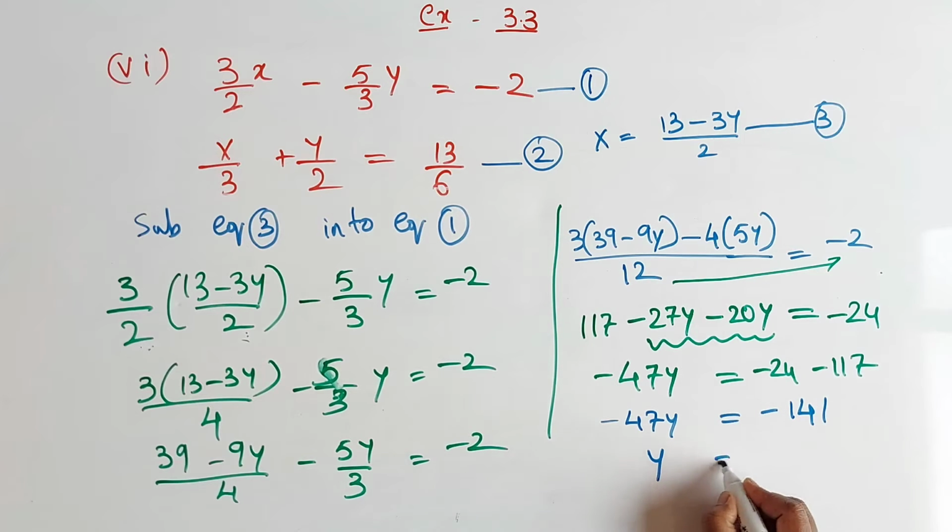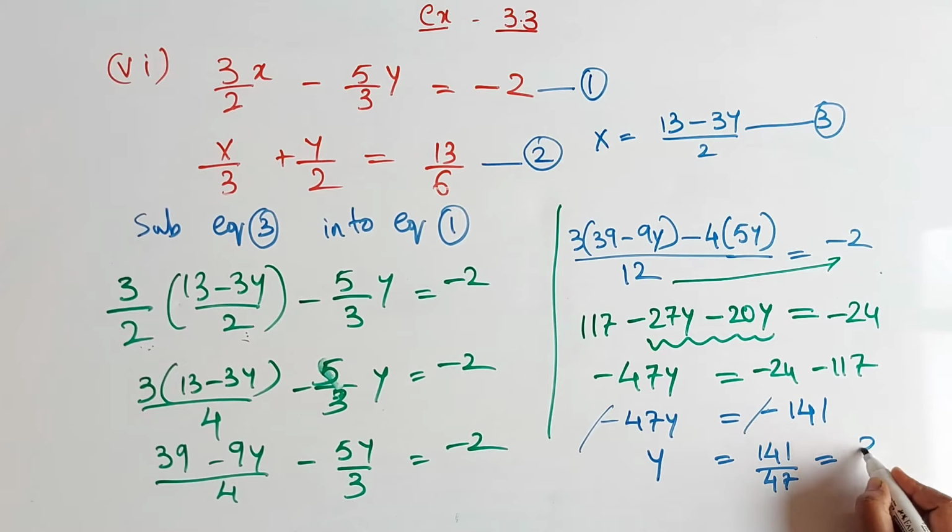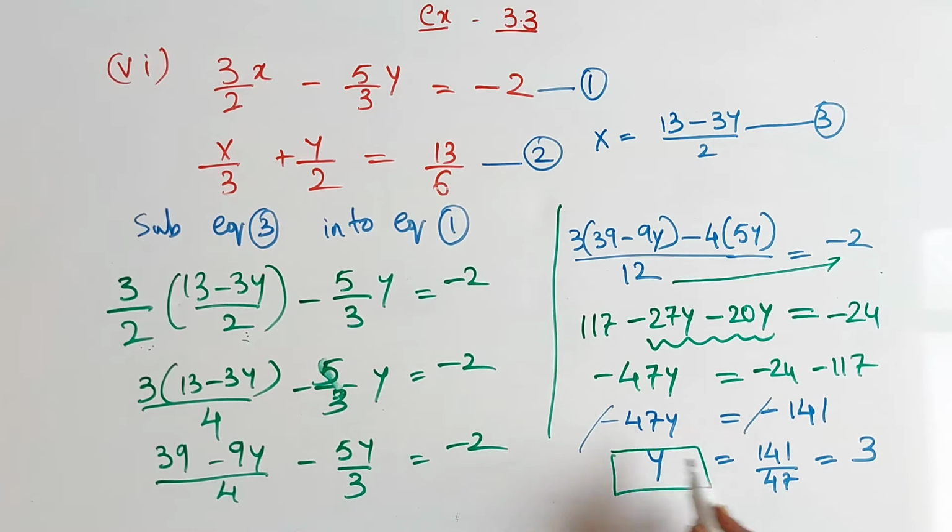From here y value is, minus minus will get cancelled, 141 divided by 47. This equals 3. 47 3s are 141, children. Now we know the y value. Y equal to 3. Correct?